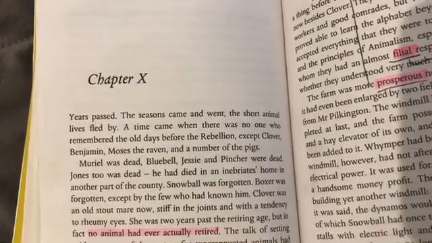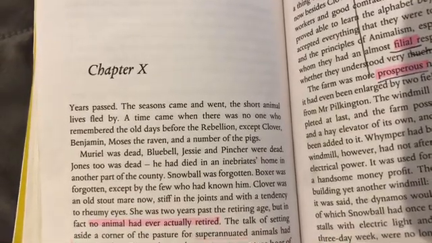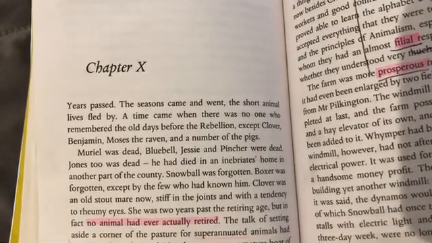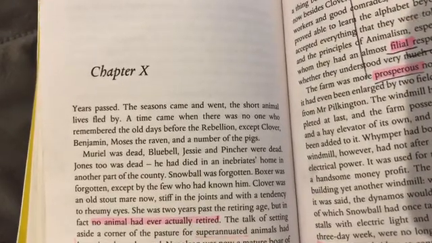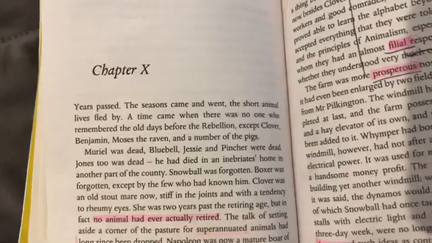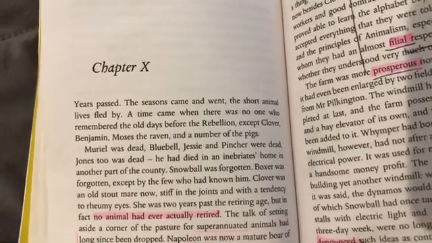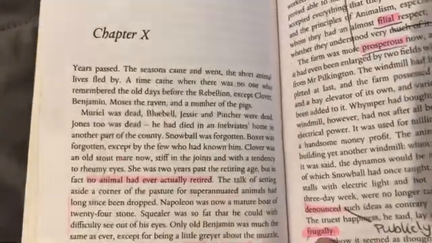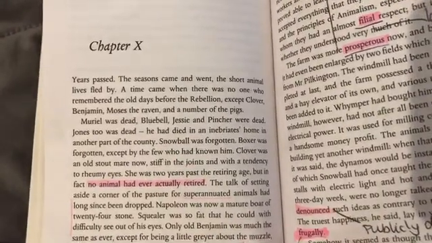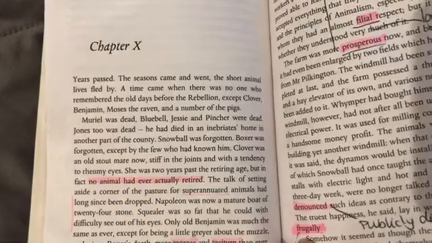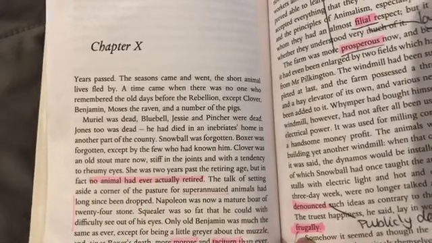Years passed. The seasons came and went. The short animal lives fled by. A time came when there was no one who remembered the old days before the rebellion, except Clover, Benjamin, Moses the raven, and a number of the pigs. Muriel was dead. Bluebell, Jessie and Pincher were dead. Jones too was dead. He had died in an inebriate's home in another part of the country.